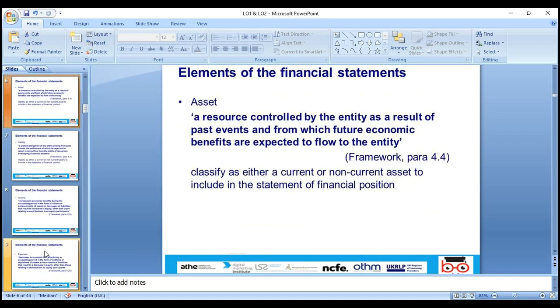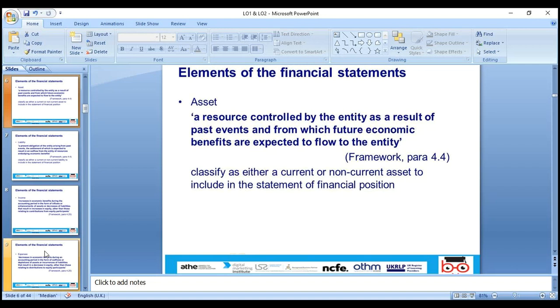So we need to look at the financial elements in the financial statement. Asset: what is meant by asset? A resource controlled by an entity as a result of past events from which future economic benefits are expected to flow to the entity. Entity means our organization.